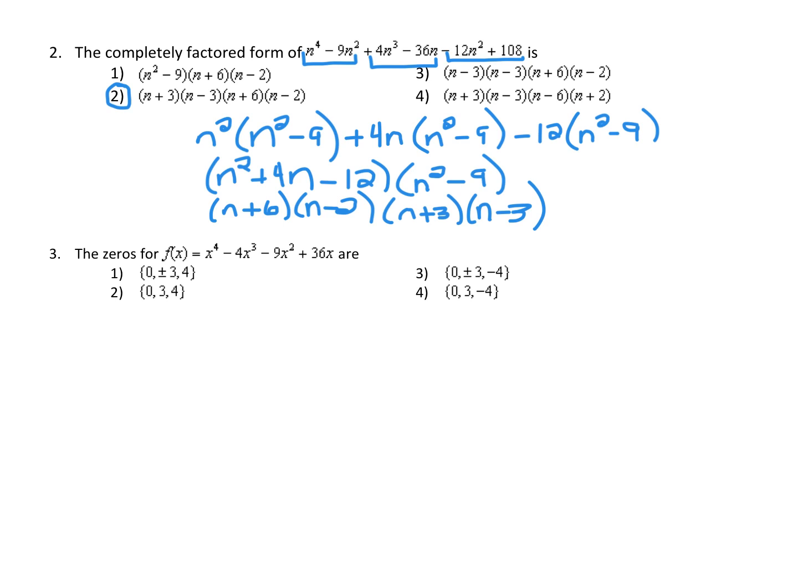All right, so if we look through, it looks like choice 2, although they have it in a different order, right? They have the n plus 3 and the n minus 3 first, and then the n plus 6 and then n minus 2 second. But multiplication is commutative. It does not matter what order you write them in, you will get the same answer. So choice 2 is our answer.